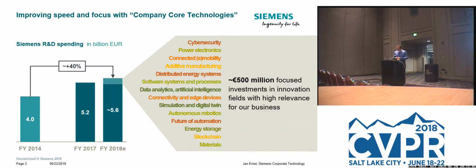Very briefly, to where we are at the moment, Siemens is spending over 5 billion this year in R&D. 500 million of that is focused on a couple of topics that we feel are crucial for us in the future, spanning from cybersecurity over artificial intelligence and system autonomy.